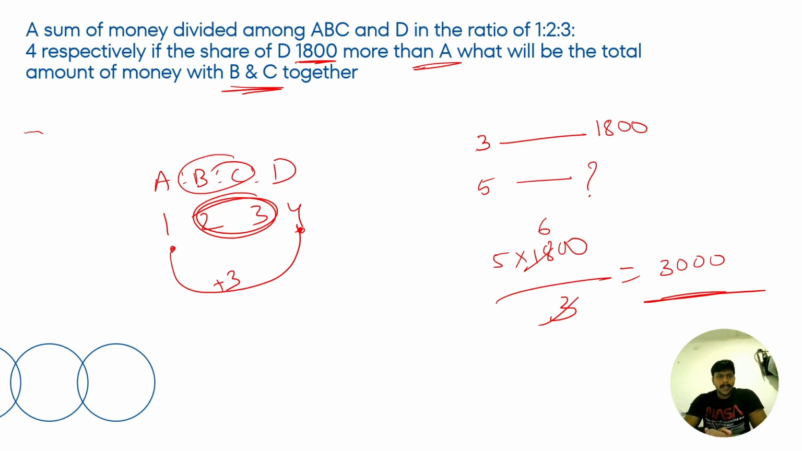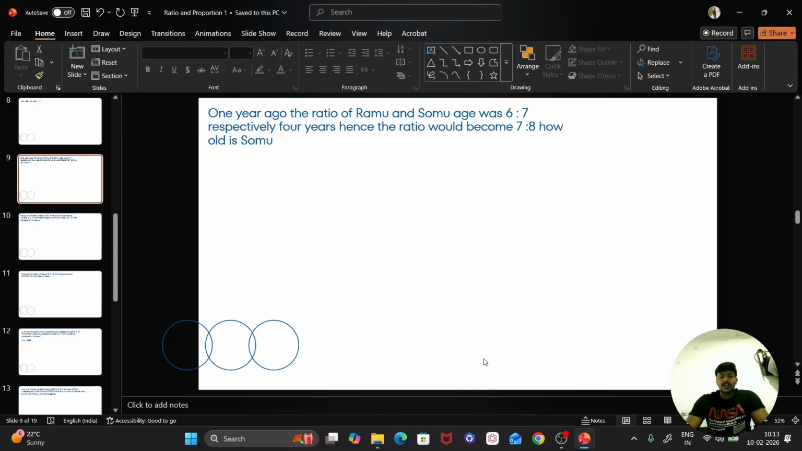I hope this is clear. Find out and compare what you are having and what you are having in the original problem. Whatever terms you want, just do the cross multiplication to get the values. Okay, let's move on to the next problem.